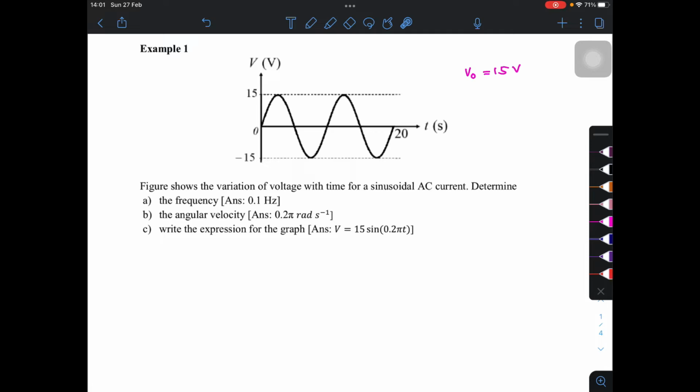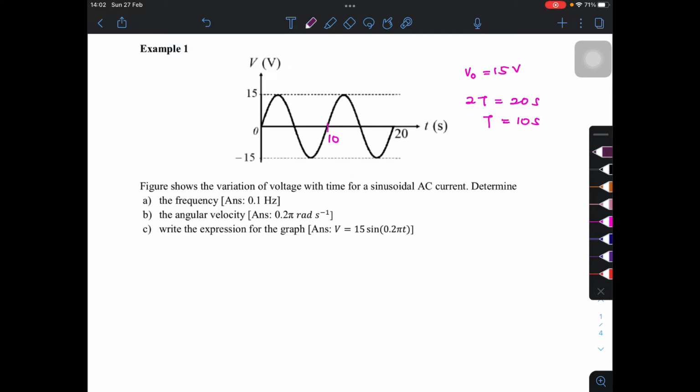So we know that the period is one complete cycle. From here we are given 2 complete cycles, meaning that we have 2T equal to 20 seconds. So the period will be 10 seconds. So here, 10 seconds.